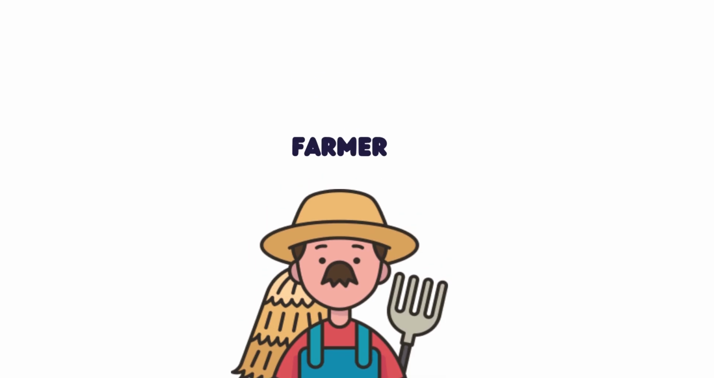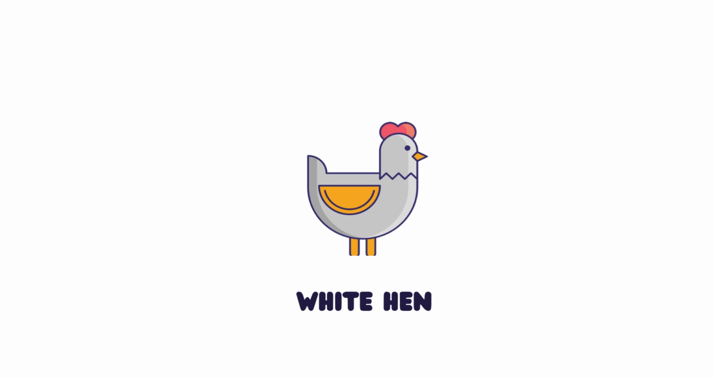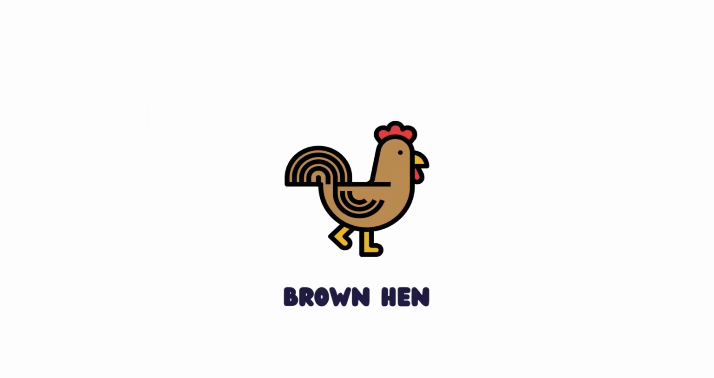Imagine there's a farmer who owns a small poultry farm. On his farm, he has two types of hens. One, white hens, which are super productive and lay 20 eggs daily. And another is brown hens, which are less productive and lay only 10 eggs daily.